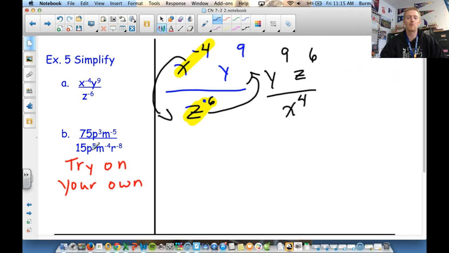All right, folks, that's how we divide with our exponents. Enjoy your time with this stuff. Hopefully you can pause and make sure you write down all the information.